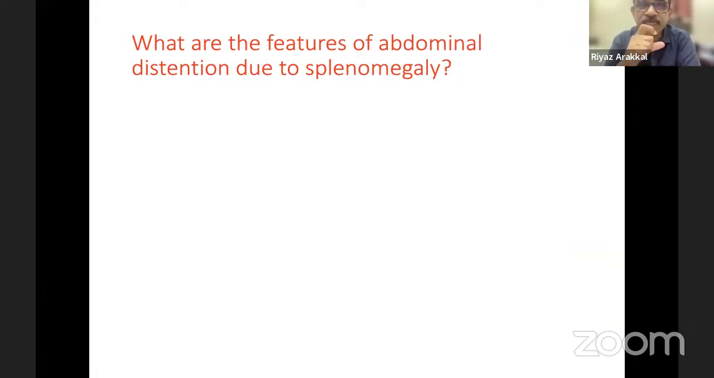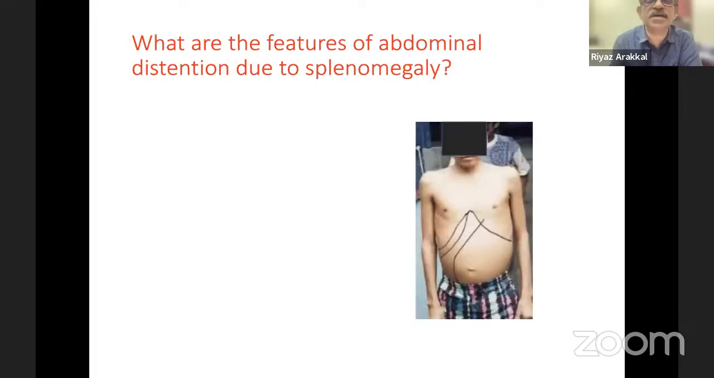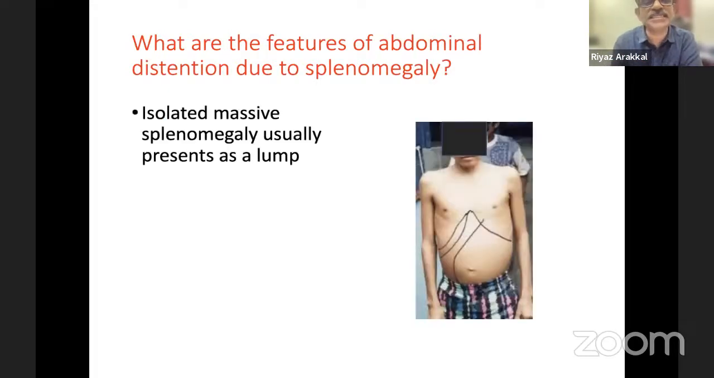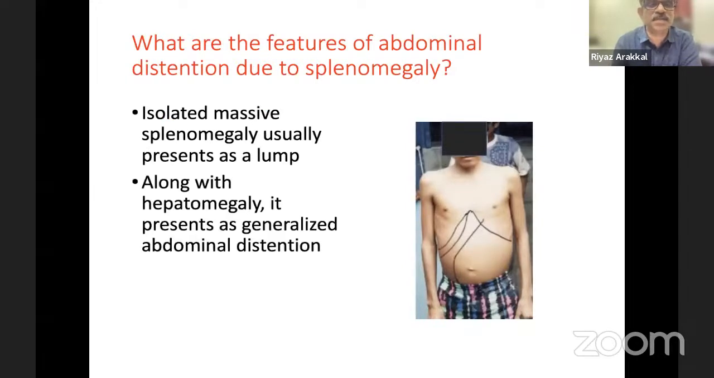Remember that an isolated massive splenomegaly usually does not present as a uniform abdominal distension. It presents as a lump in the abdomen, especially in the left upper quadrant, and not as a generalized abdominal distension unless there is an associated hepatomegaly. So along with hepatomegaly, splenomegaly will cause generalized abdominal distension. Otherwise, it usually causes a lump in the left hypochondrium. That's how you differentiate these conditions.